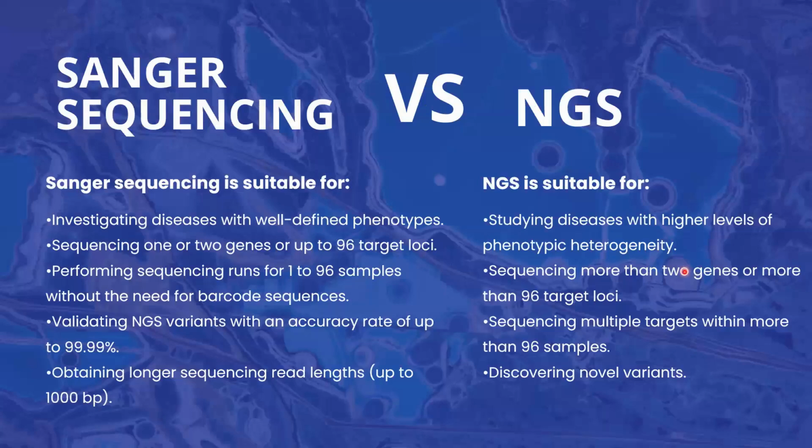Okay, so here I'm going to talk about the usage. In which cases should we use Sanger and in which cases should we use next generation sequencing? I'm just going to give you an example for the familial Mediterranean fever disease. The gene that causes familial Mediterranean fever is the MEFV gene. It has a known genotype.